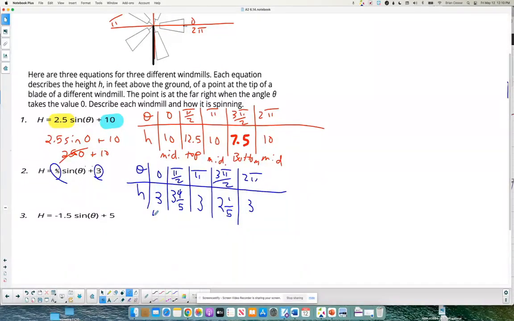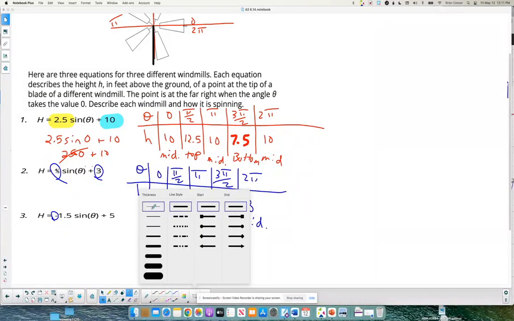This is the middle, middle, middle. This is at the bottom, and this is at the top. Now the next one's a little different because you got that negative sign there. So it's going to flip the top and bottom.